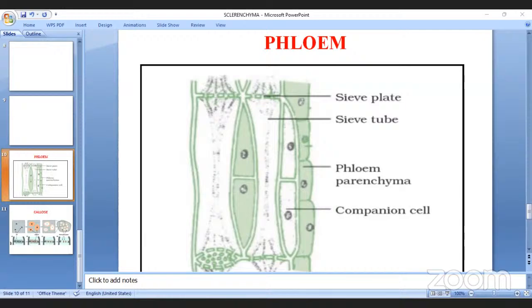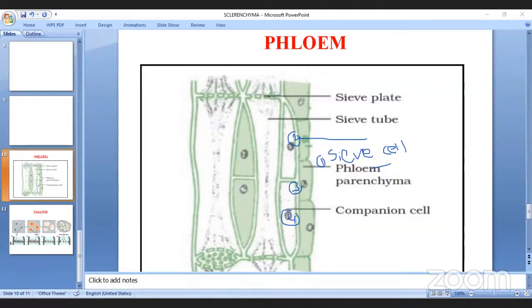Phloem, another name is leptome. Like the xylem, the phloem also has different types of elements, such as sieve elements: sieve cells and sieve tubes. Sieve cells are also there, but not in the diagram, but remember sieve cells, sieve tube, phloem parenchyma, companion cells, and phloem fiber.